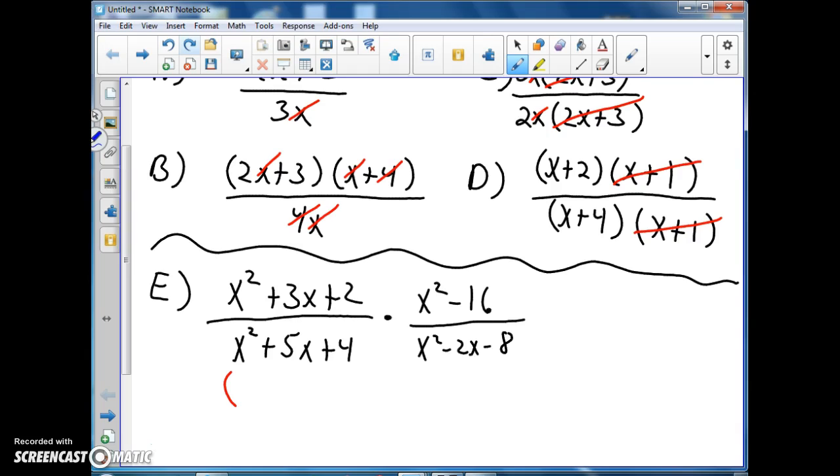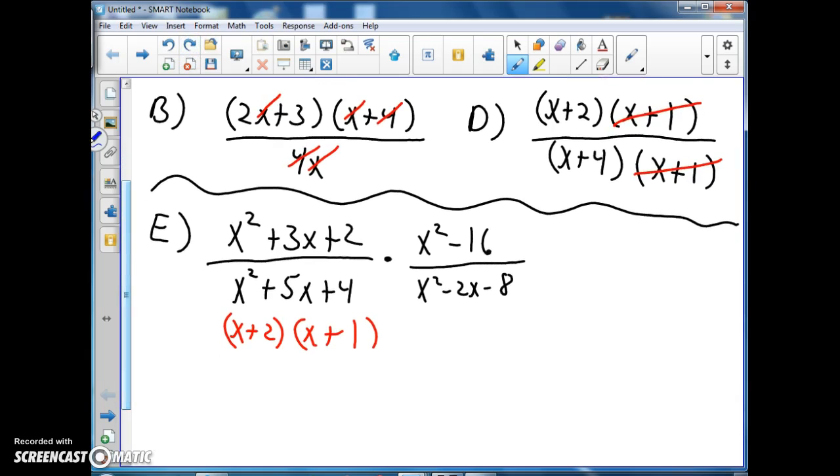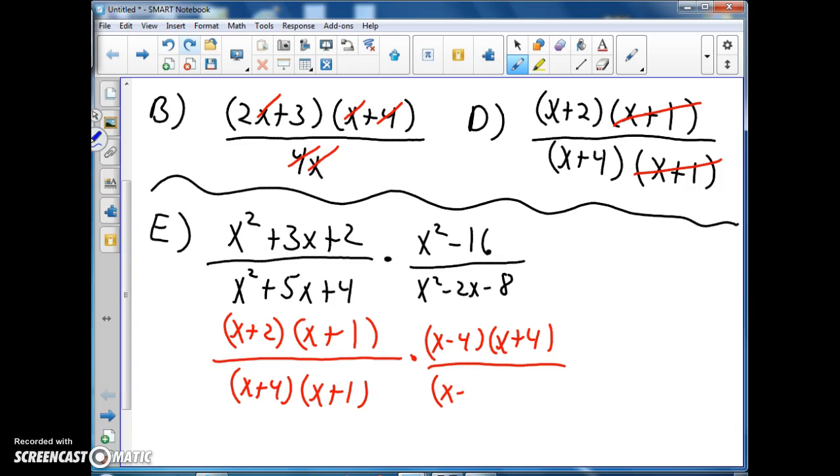So what two numbers multiply to give you 2 and add to give you 3? Yeah, 2 and 1. You guys know this: x plus 2, x plus 1, right? Let's look at this one here. Two numbers that multiply to 4 and add to 5. 4 and 1, right? So x plus 4, x plus 1, right? This one: two numbers that multiply to negative 16 and add to 0. Plus 4, minus 4: x plus 4, x minus 4. You got it, okay? This one: two numbers that multiply to negative 8 and add to negative 2. Negative 4 and plus 2: x minus 4, x plus 2, right?